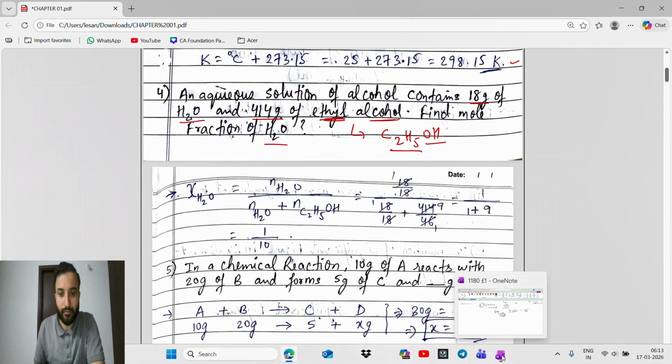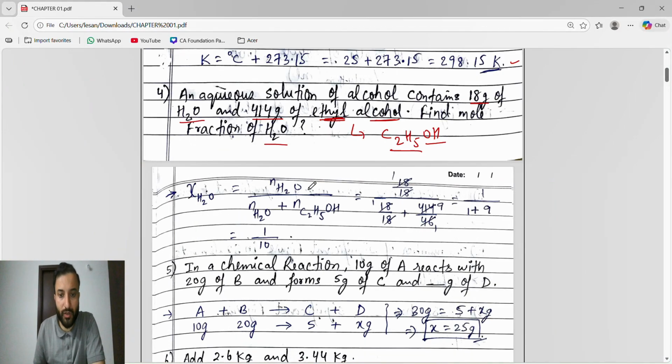Okay, now number of moles of H2O. The given mass is 18 divided by molar mass of H2O, which is 18. So number of moles of H2O is 18 by 18, plus number of moles of ethyl alcohol. The given mass by molar mass: the given mass is 404 divided by molar mass of C2H5OH. We know how to find it, right? Carbon atomic mass is 12, hydrogen 1, oxygen 16. Like this you will get 46.